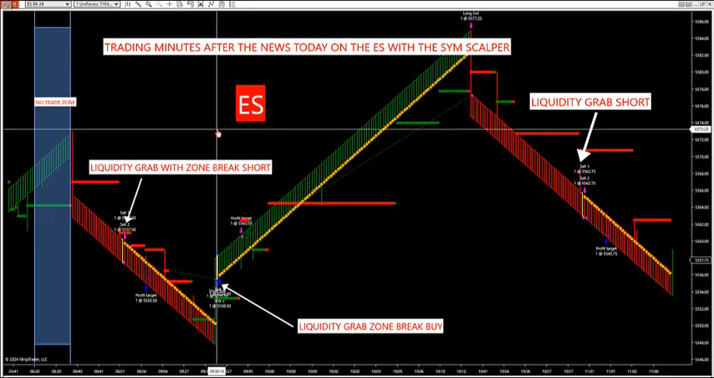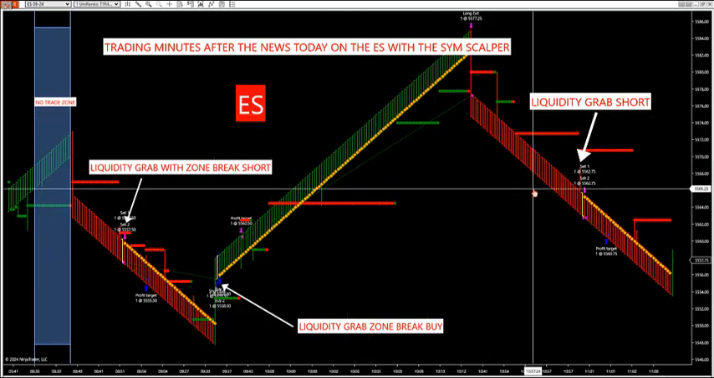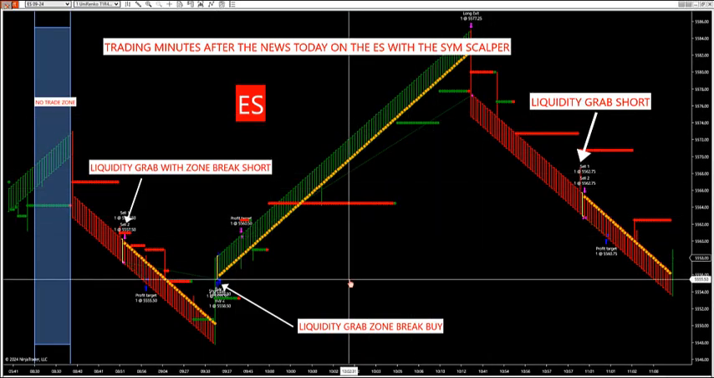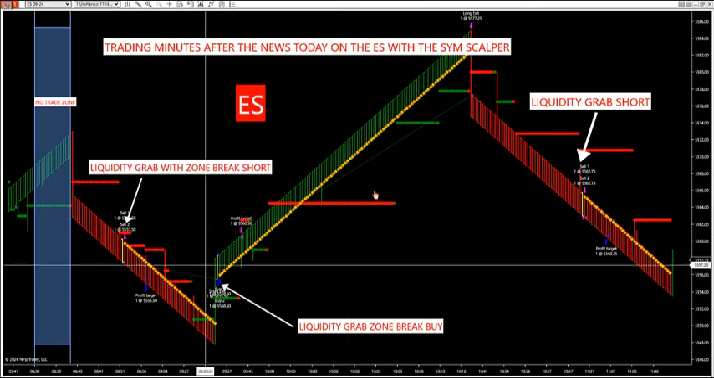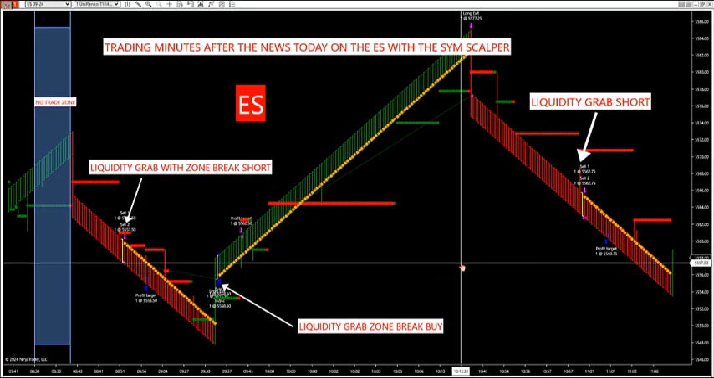When trading the news events, there are two smooth Renko sizes to use with the SIM scalper. There's a shorter Renko scalper and there's a longer Renko scalper. These are small Renko sizes that I optimize. You can see on the S&P, we've only had one, two, three transitions on my small smooth Renko sizes.